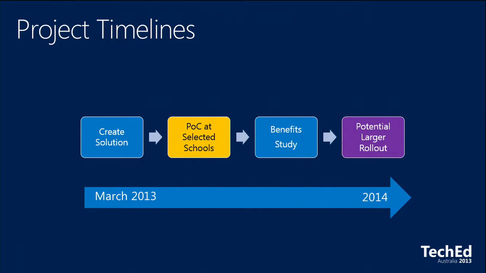So the next step will be to perform a full benefits analysis, look at how this technology impacted those students, those teachers, those schools, again, to be performed by a third party, a dispassionate observer, so that we have a really solid understanding. There's no doubt about what we've achieved. And if we're successful, we're looking to roll out more broadly.